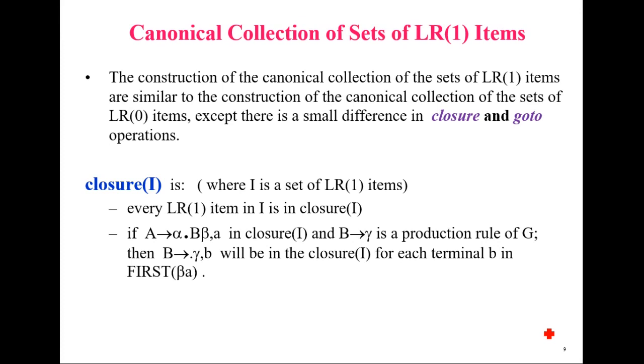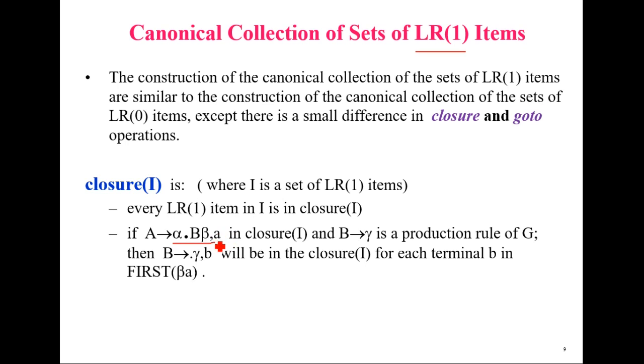The difference between SLR parsing table construction and CLR parsing table construction is, in SLR parsing, we are dealing with LR0 item. In CLR parsing, we are dealing with LR1 item. A rule is called LR1 item if there are two parts in the right hand side. The first part is called core part, the second part is called look ahead part. In the core part, we are placing a dot at some position. If there is look ahead, then it is called LR1 item. If there is no look ahead, then it is called LR0 item.